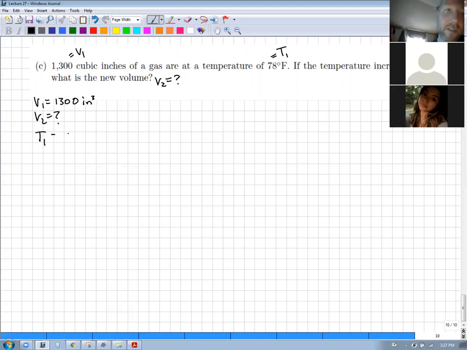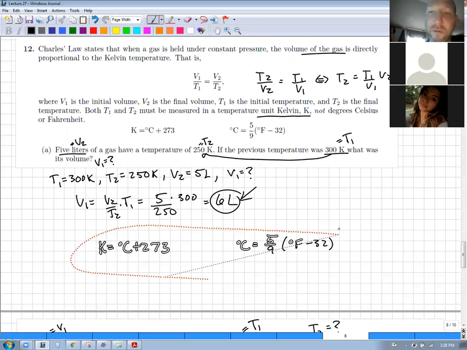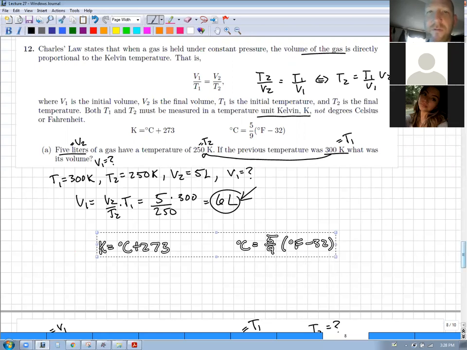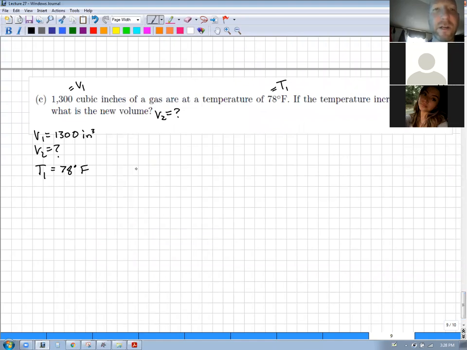T1 is 78 degrees Fahrenheit, but we have to use Kelvin. So let's write these both down. Kelvin is degrees Celsius plus 273. Degrees Celsius is 5/9 times degrees Fahrenheit minus 32. So we're going to have to use these. What we need to do is convert Fahrenheit.